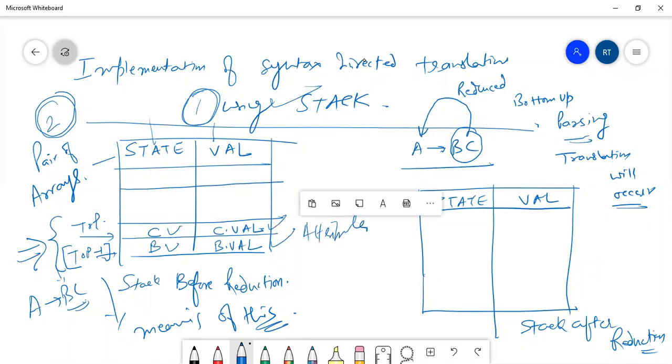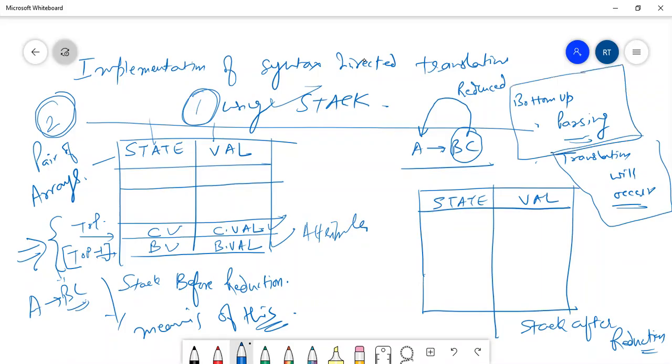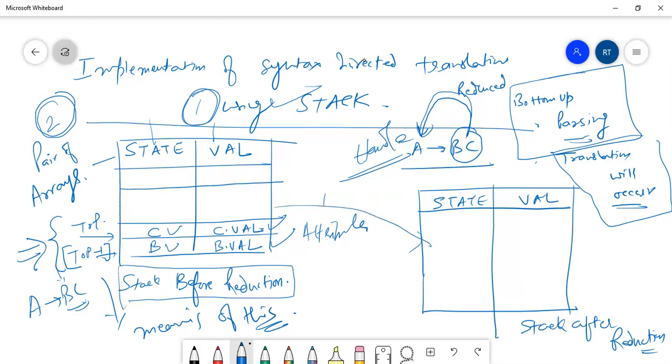Translation will occur in case of bottom-up parsing when we reduce BC to A, with this corresponding handle. It will reduce your BC to A in case of bottom-up parsing. So initially we have a stack before reduction. Now after applying the bottom-up parser, we get a stack after reduction.